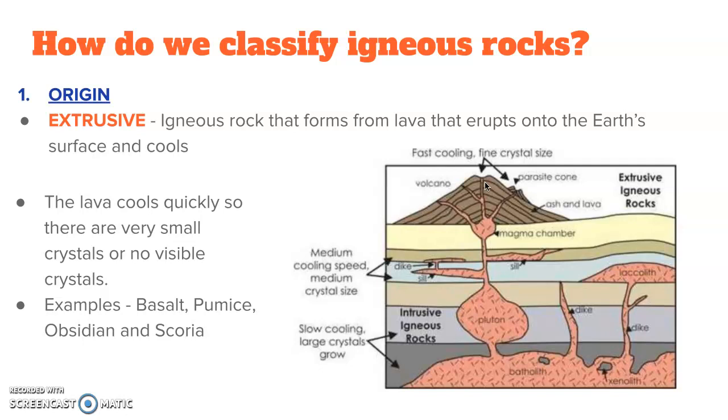Extrusive igneous rock is rock that forms from lava that erupts onto the Earth's surface and cools. If you think about it, extrusive starts with an EX, just like the word exit or exterior starts with an EX. So it's going to cool on the outside. Some characteristics that go along with this cooling on the outside is that the lava cools really quickly. So extrusive rock typically has very small crystals, or it has crystals that aren't visible at all. Some examples that we looked at in class were basalt, pumice, obsidian, and scoria. And all of these are extrusive igneous rocks, or rocks that formed on the surface of the earth.